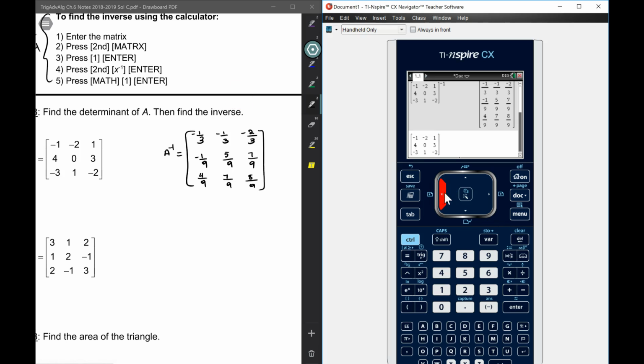Okay, so you know what I want to do actually? Can you highlight your matrix? I don't know. Do you know how to highlight? Just double tap. You can do that.